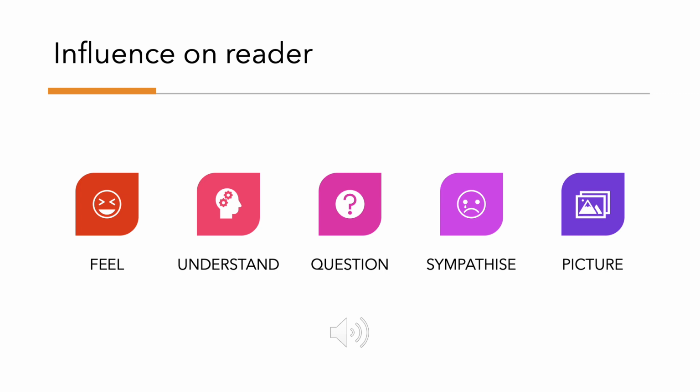A writer will make a decision on the influence that they want to have on the reader. It might be that they want them to feel a certain way. It might be that they want them to understand something. The writer might want us to question something. They might want the reader to sympathise, or they might want the reader to picture. There are so many different verbs that you can use when you are analysing language.